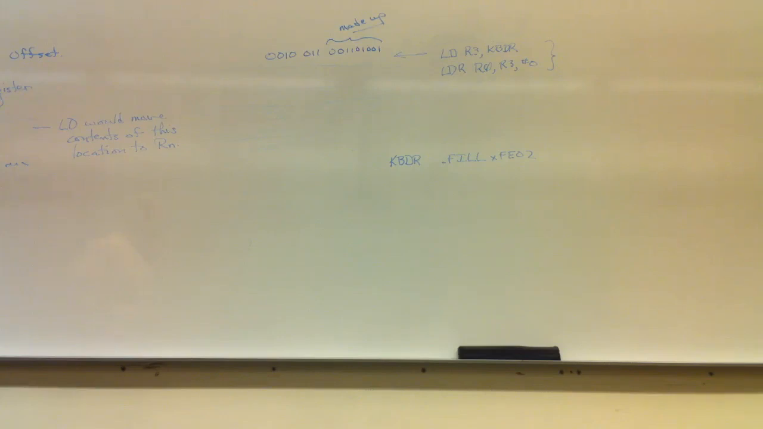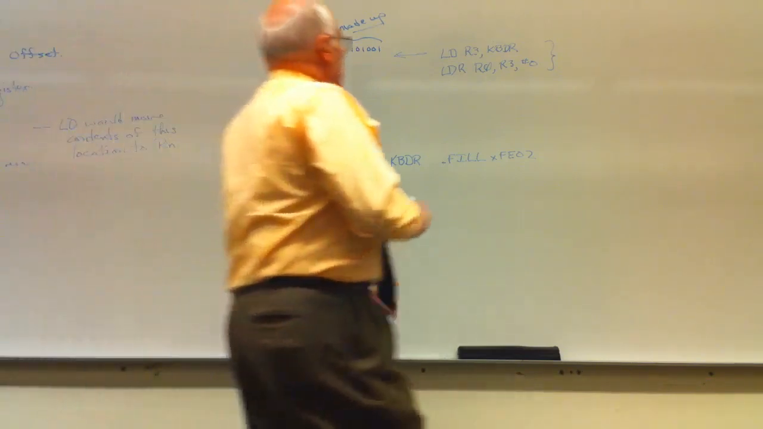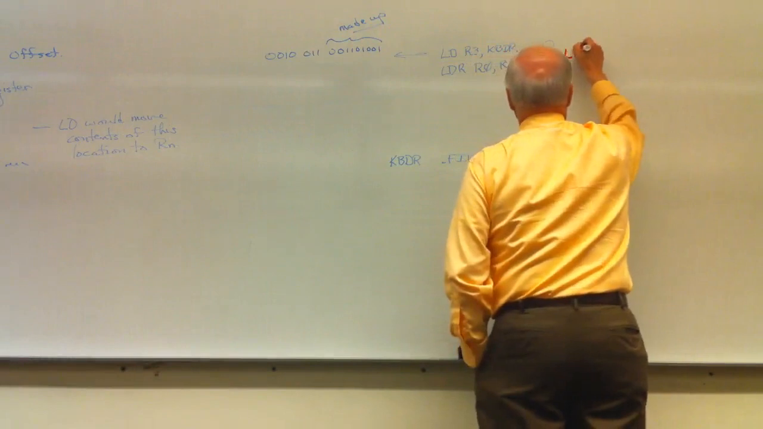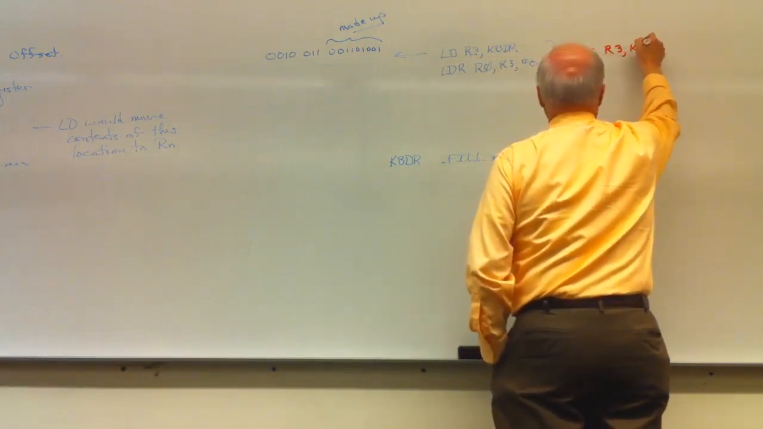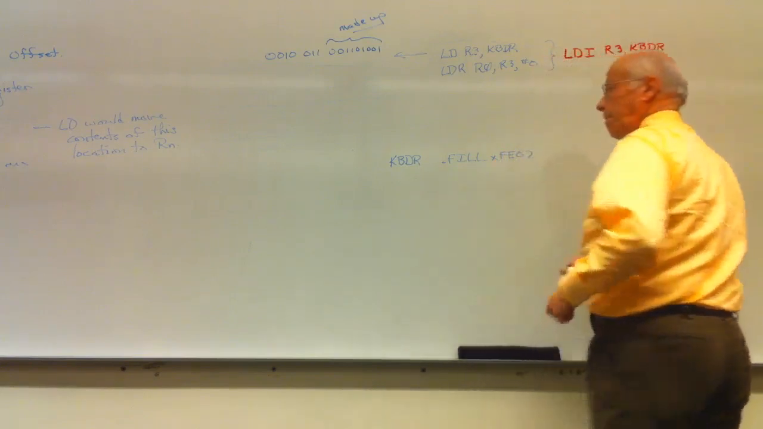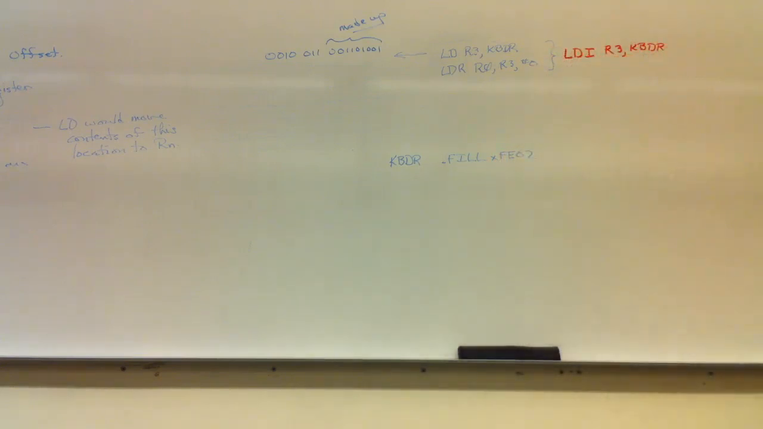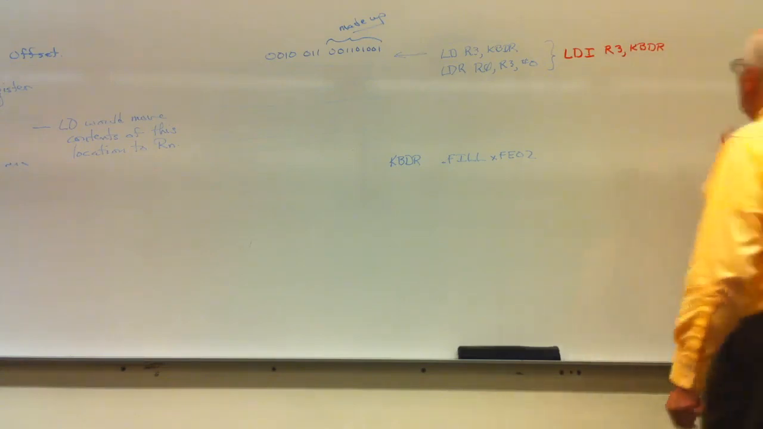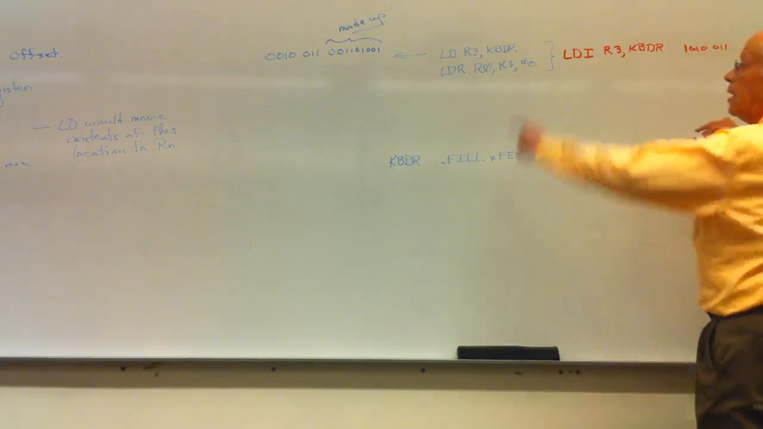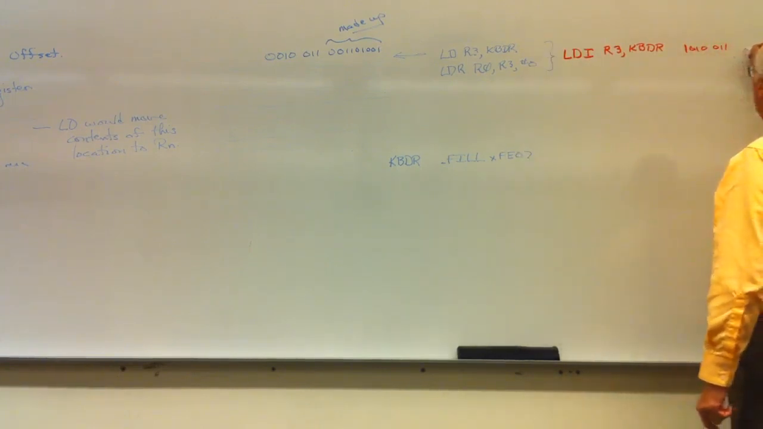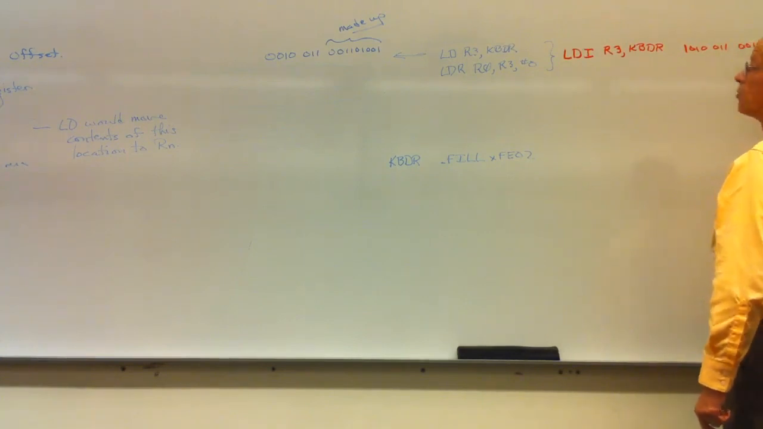Okay, now, the idea behind the LDI, the load indirect, is that this becomes simply LDI register 3, KBDR. Does it as a single instruction. This becomes 1010 register 3, and then it'll have the same offset. 0011 01001.